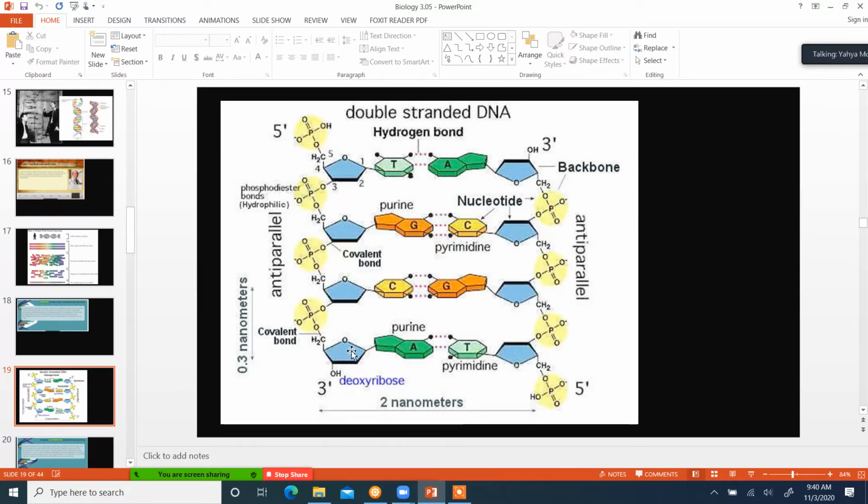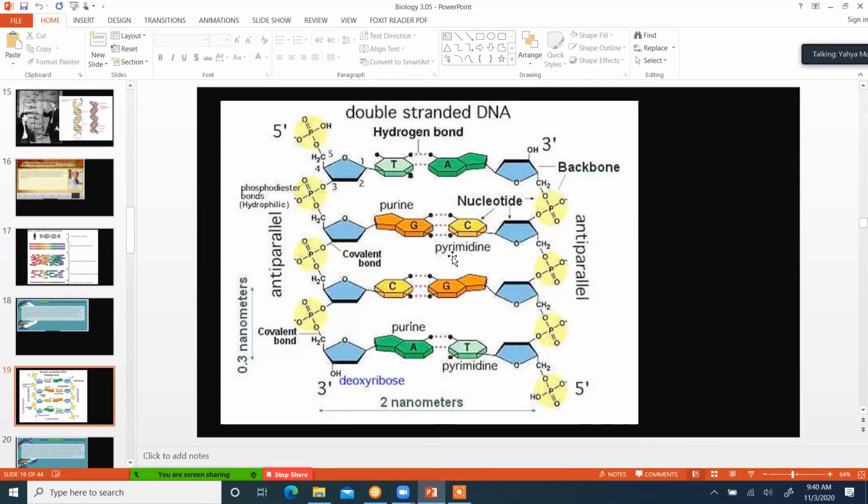Now over here, you see these little red dots. What are these red dots showing? The hydrogen bonds. So these two strands of the DNA, the left part and the right part, are held together by all of these little hydrogen bonds. Here you go up, more hydrogen bonds.